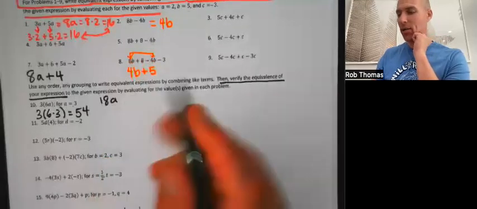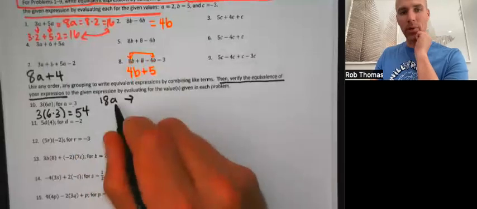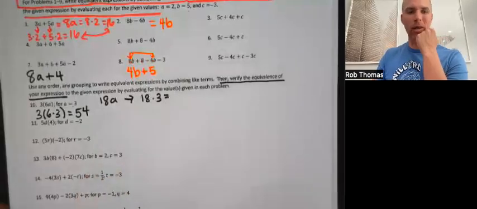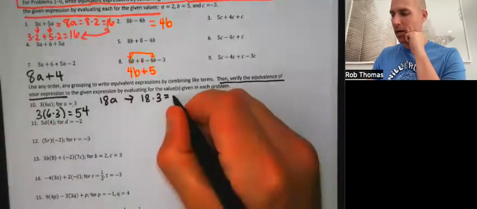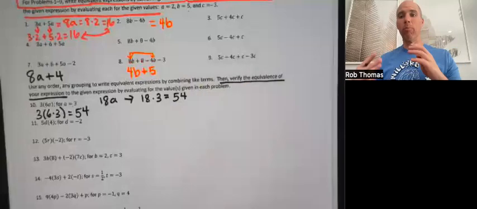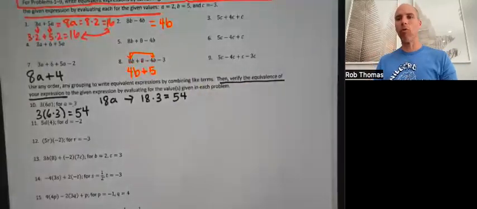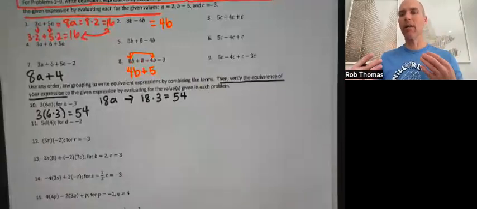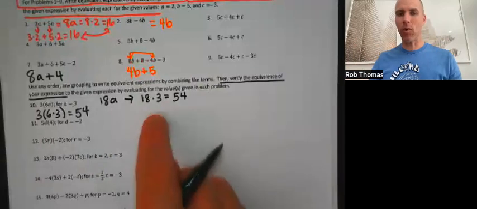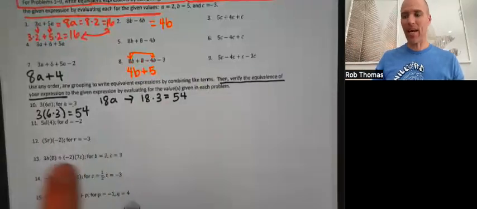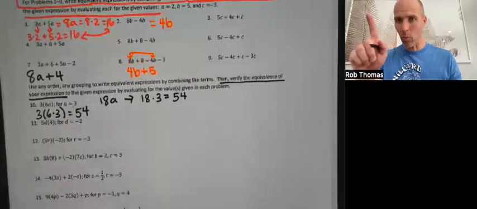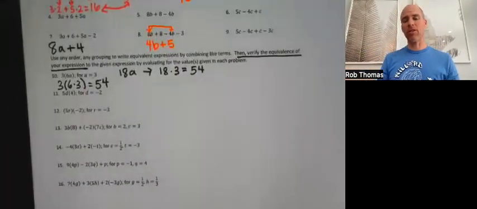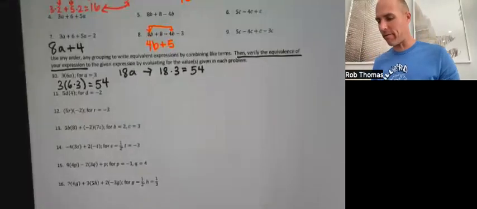Now let me check the other one. If I put a equals 3 here, 18 times 3, again, is 54. That was already part of what we did on the last one, right? And so both expressions evaluated to 54 when a equals 3. And so that's one way of showing that they are equivalent. Okay, you can't use that as your one, but do that same thing for any one of the other ones down here. I'll help you write the simplified expression for a few more, but I'll leave you to verify one of them.